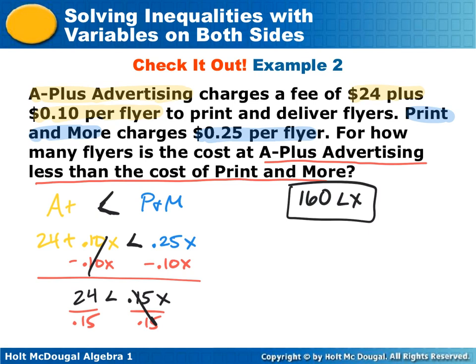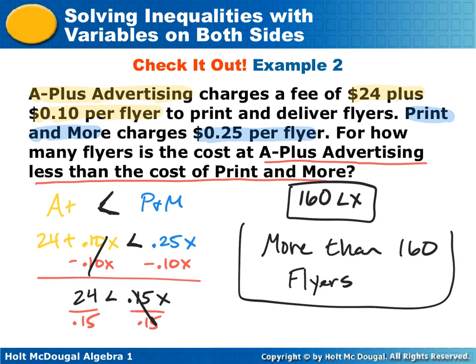Okay. So, breaking down what that means, it simply means this: that to make A Plus less than the cost of Print and More, you have to get more than 160 flyers. Okay.